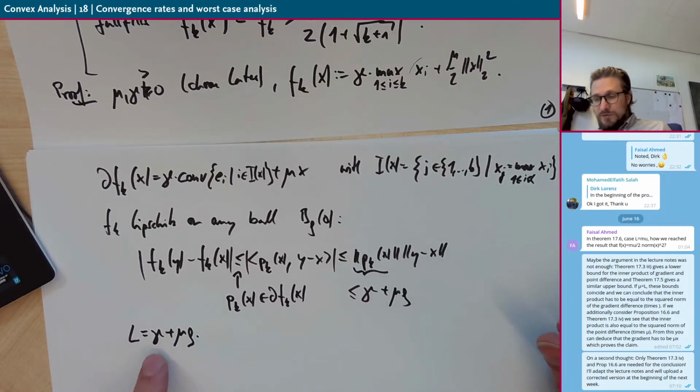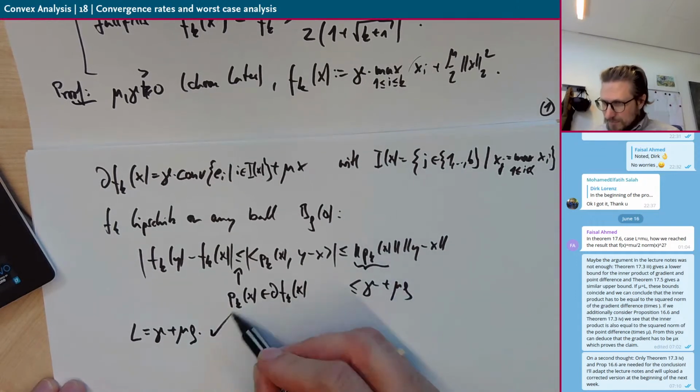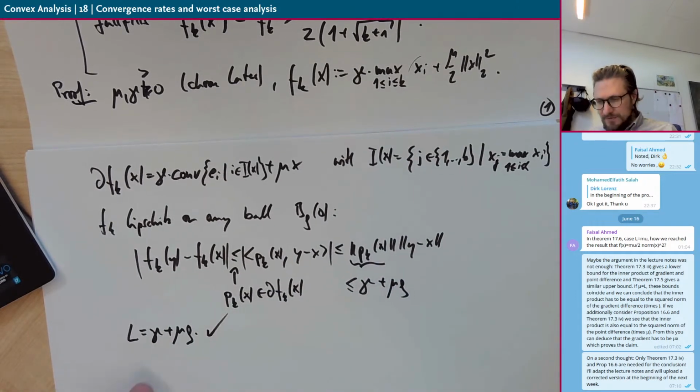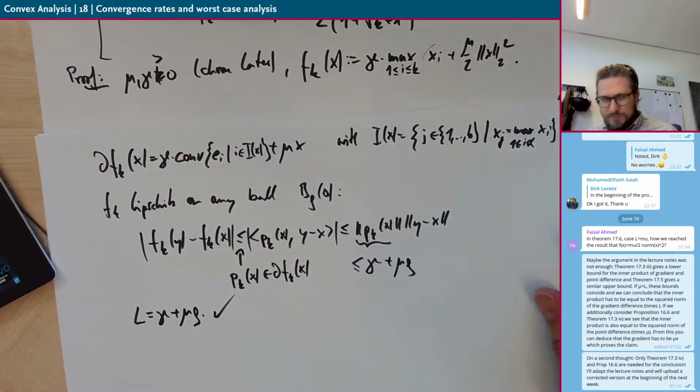So we are going to choose this gamma and the mu and the rho in the end, such that our conclusion in the end holds. So that is now done. This f is Lipschitz continuous on a ball of radius rho. Nice.